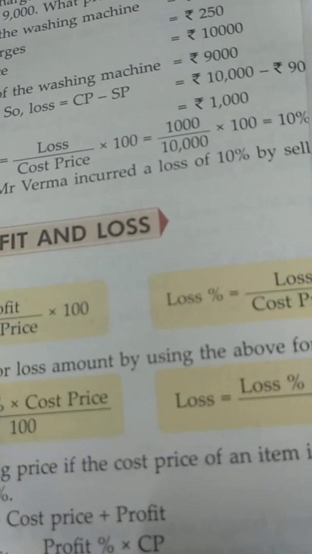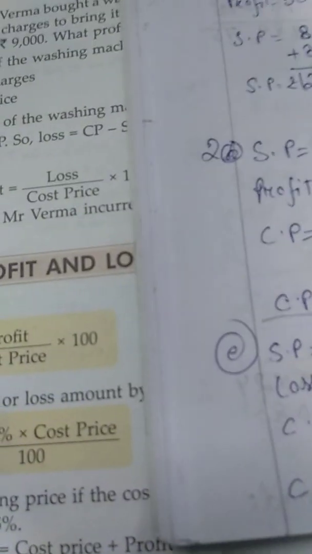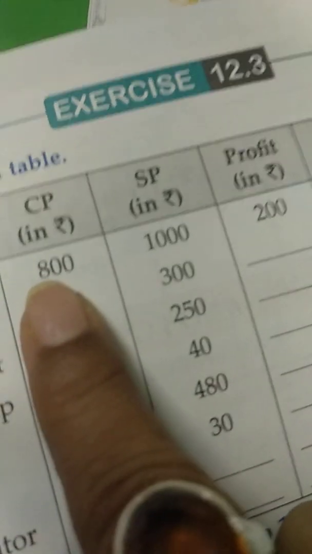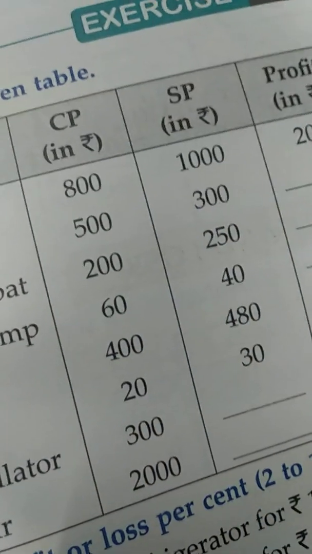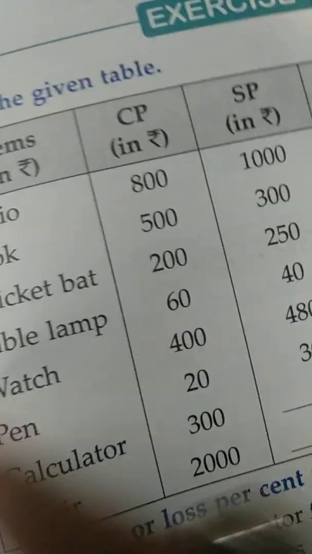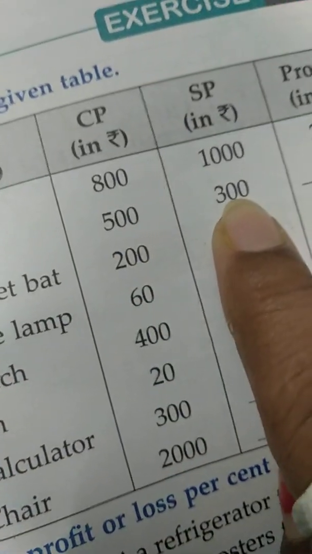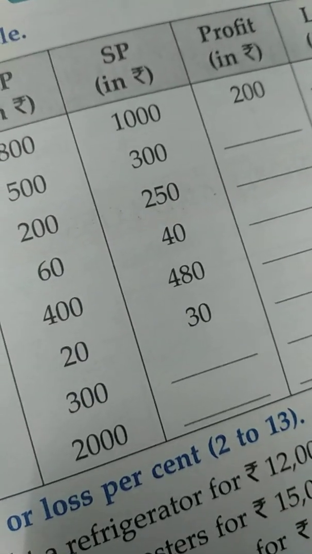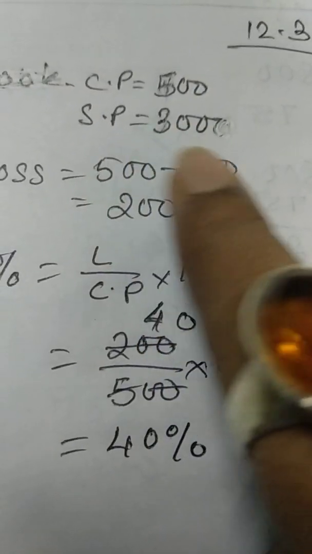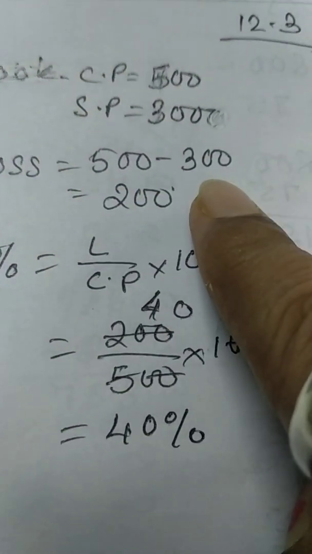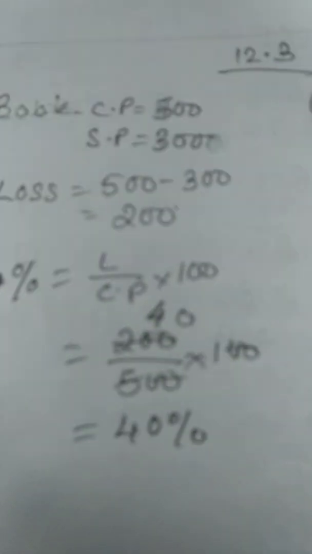It is 12.3. The first sum is done for you: CP 800, SP 1000, profit 200, and the profit is 25%. I will show you the next sum and you will understand how to do it. Here the book has a CP of 500, SP 300. We have to find the loss and loss percentage. Look, what have I done? Book CP is 500, SP 300. Loss is 500 minus 300, 200 rupees. Now I have to find the loss percentage.